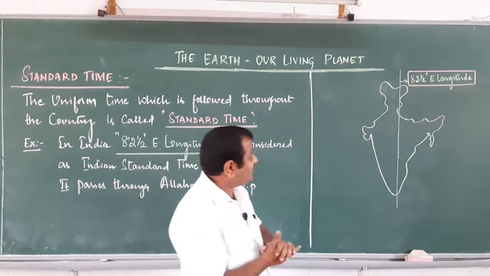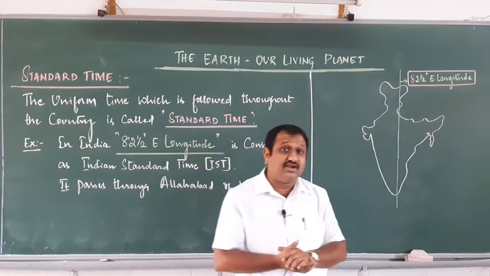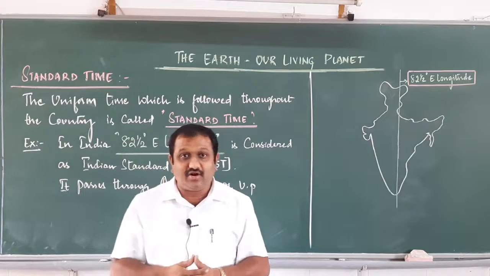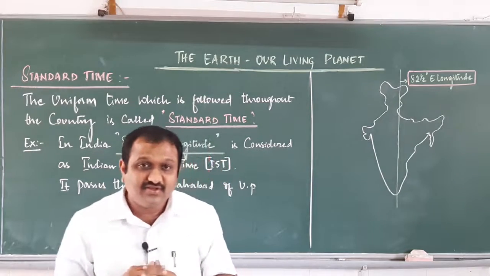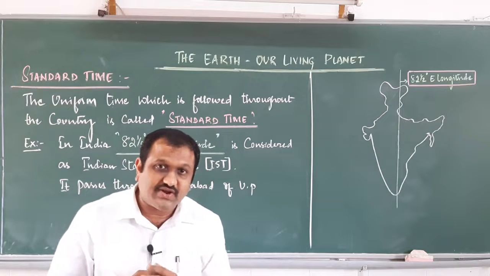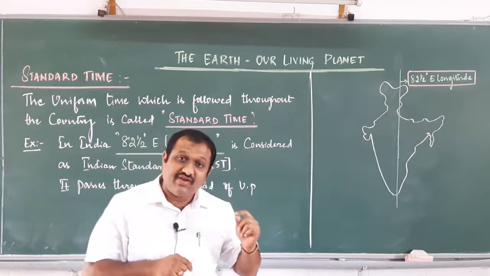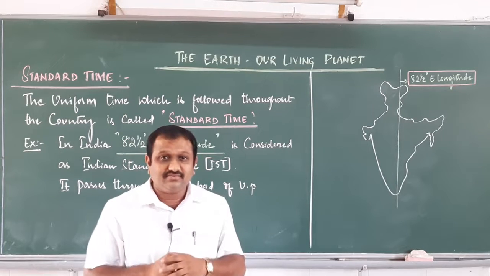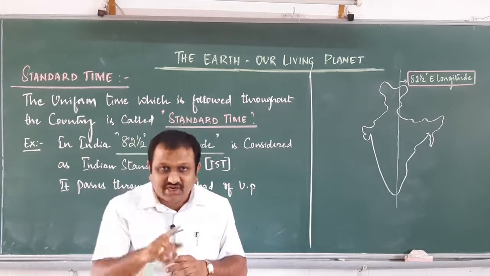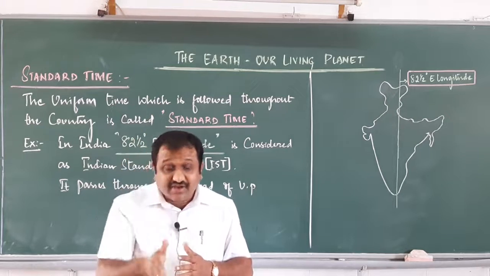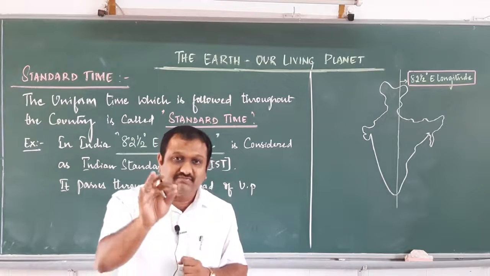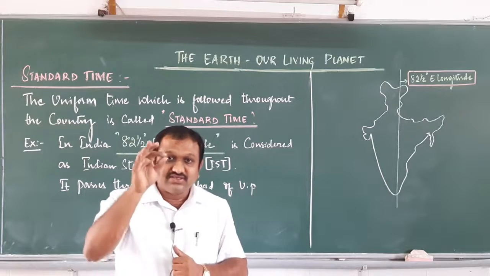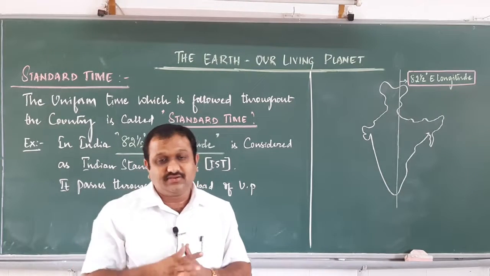Sir, why have we taken 82.5 degree as a standard time? Why can't it be 72 or 68 or 95? Such questions arise in our mind. Why have we taken 82 only? Here, any line that passes through the central part of the country, that we call a central meridian, has to be considered as the standard time of that country.